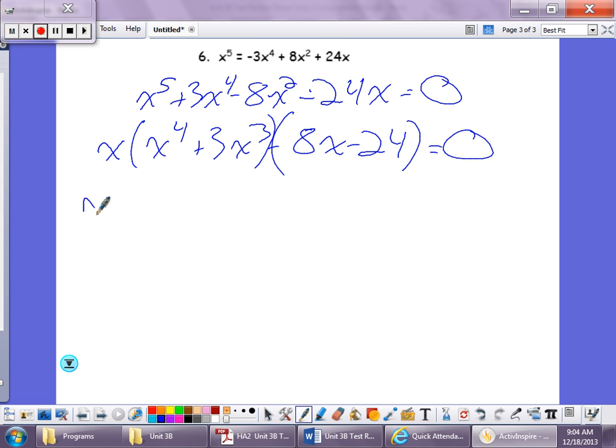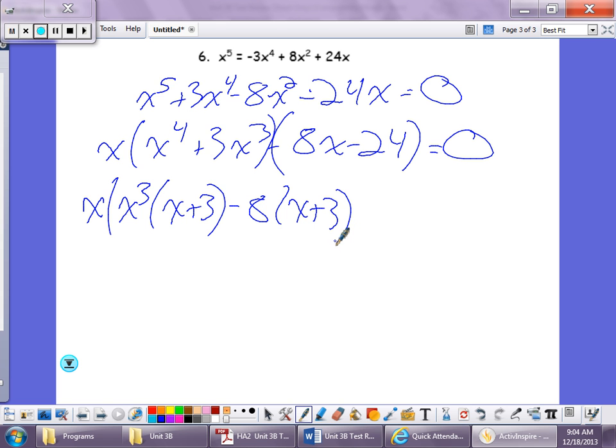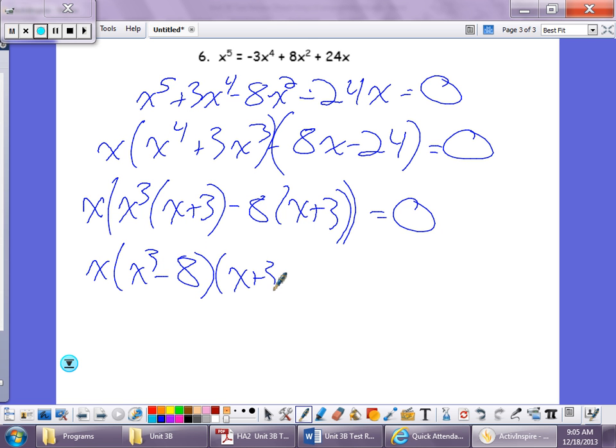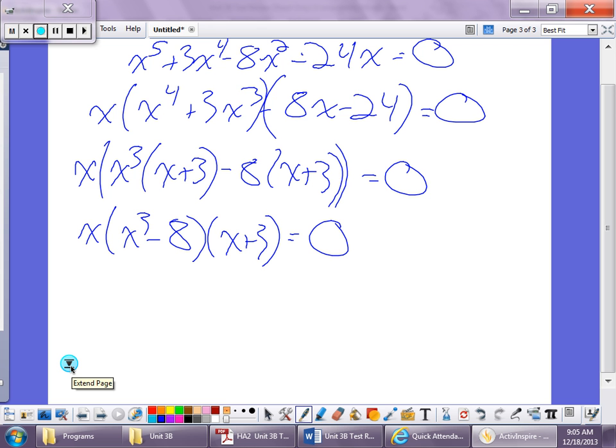So you get x. Out of here, we can take out an x cubed. So we get x plus 3. Out of here, we can take out a negative 8. We're left with x plus 3 equals 0. So now I'm just going to rewrite this again. x cubed minus 8, x plus 3 equals 0. Now this here is a difference of cubes, but since we're not factoring completely, we're simply just solving, you don't have to carry out that operation. So we can just set each of these equal to 0. So you get x equals 0, x equals 2, and x equals negative 3.